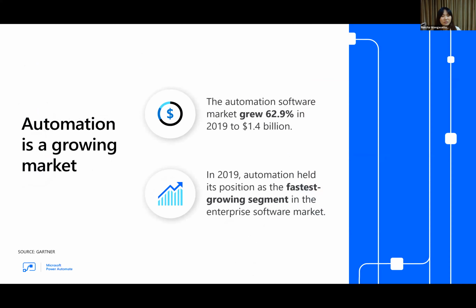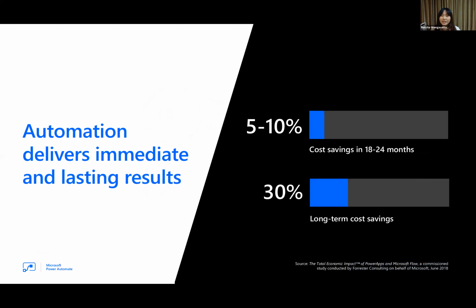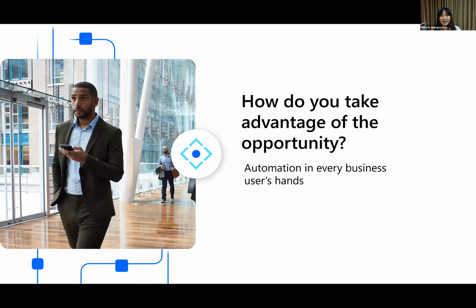Moreover, automation is rapidly growing. In 2019, the automation software market grew 62.9%, making it the fastest growing segment in the enterprise software market. And according to the study, within just 18 to 24 months, businesses anticipate seeing cost savings of 5 to 10%. This is just the short-term benefit, but when you look at the long-term savings of automation, an organization can save up to 30% in cost. So you can free your entire organization to reallocate those funds to focus on what matters and grow in a new and powerful way. So how do you do this?